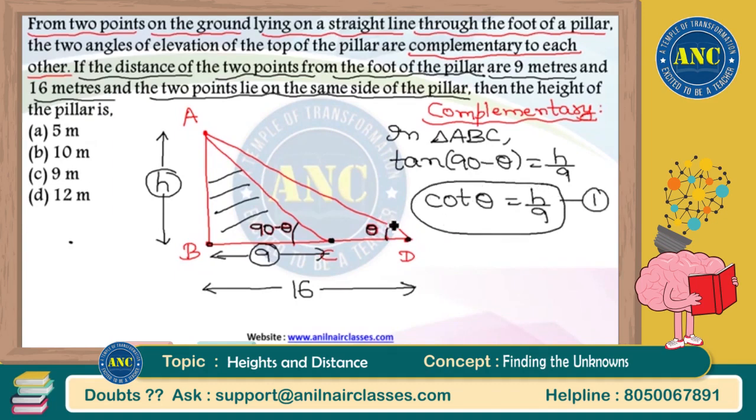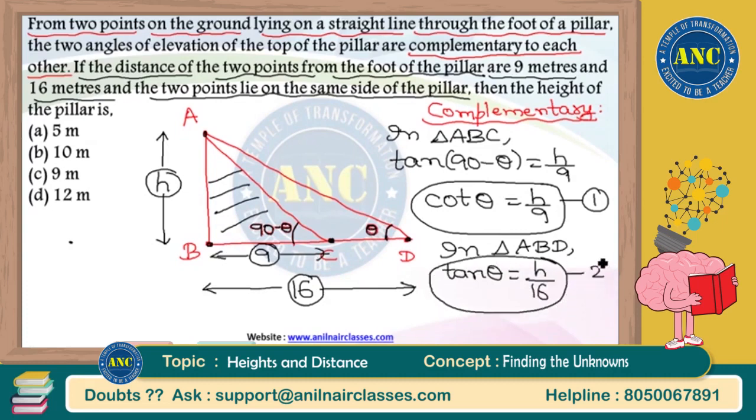Similarly, there is another bigger triangle ABD. In triangle ABD, the angle is theta. Tan theta is nothing but opposite by adjacent. Opposite of theta is h again. Adjacent of theta is BD. The BD value is given in the question as 16. So tan theta is h by 16. This is my second equation.